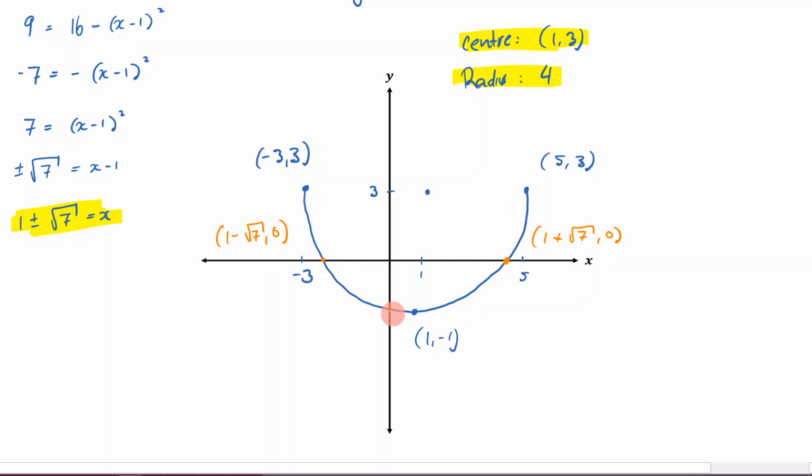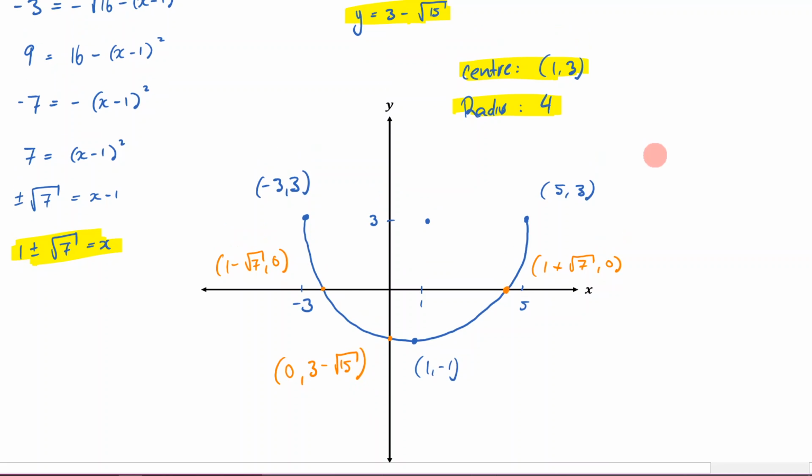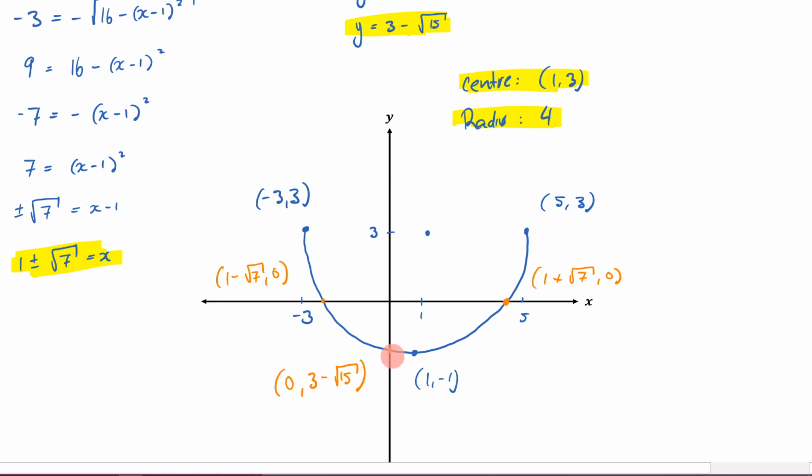Once we've done that, we want to label the y-intercept, which will be 0, 3 minus the square root of 15. So that is this right here. So we've got our y-intercept labeled. So 0, 3 minus the square root of 15. We have our x-intercept labeled. 1 minus the square root of 7 on 0. We have this one labeled 1 plus the square root of 7 on 0.